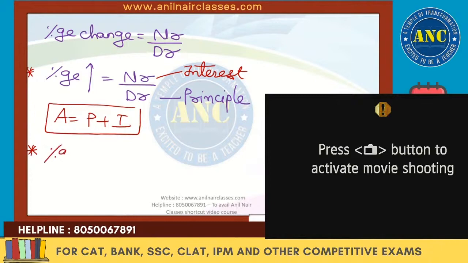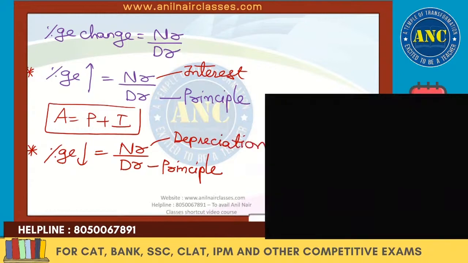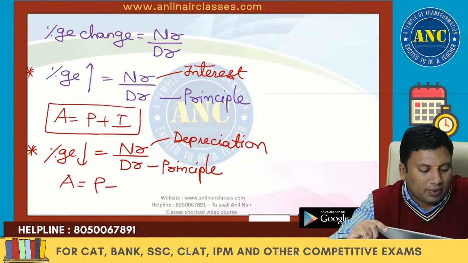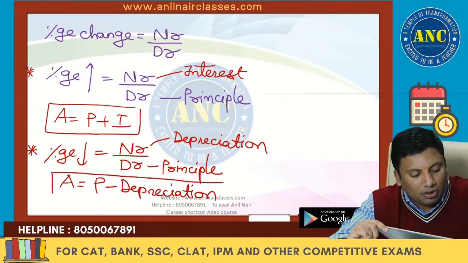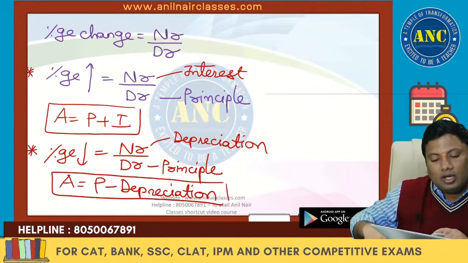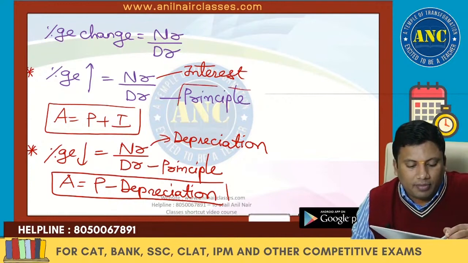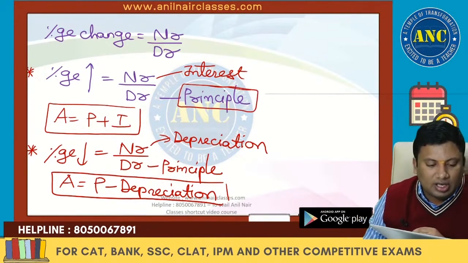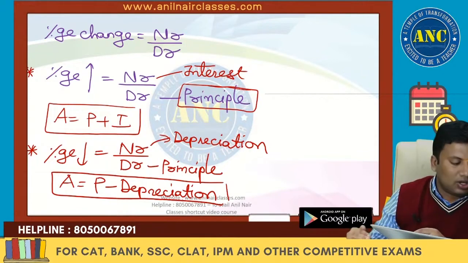Next one. Percentage decrease is numerator by denominator. The denominator is nothing but the principal. The numerator is nothing but the depreciation. So amount is nothing but principal minus depreciation. Please write down: principal minus depreciation. Interest is the positive value. Depreciation is the negative value. Amount is principal plus interest. Amount is principal minus depreciation. We did it in the previous class only for 1 year. Now we will solve a lot of problems.